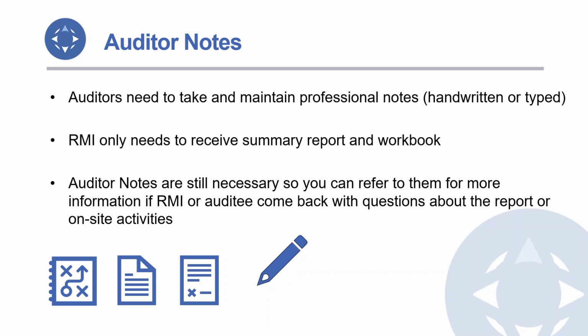Another question that we have received was on Auditor Notes and what is the difference between the summary report, the workbook, and the notes. So RMI only needs to receive the summary report and the workbook, but auditors do need to maintain professional notes. This is pretty standard for social and management systems audits. So you all should be familiar with this practice.